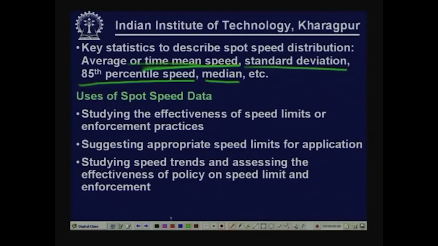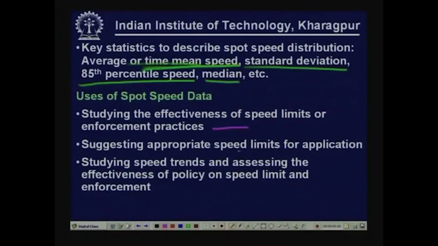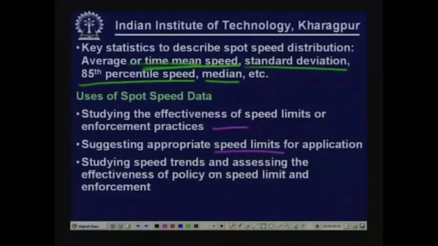Now, what are the uses of spot speed data? Spot speed data is used for various reasons. Studying the effectiveness of speed limits or enforcement practice: you might have given a speed limit, so do the spot speed study and see whether people are really following it. For suggesting appropriate speed limits, it may be the other way: you do the spot speed study and see whether it is necessary to suggest a speed limit, whether vehicles are really speeding. Studying speed trends and assessing the effectiveness of policy on speed limits and enforcement are other ways it is used.